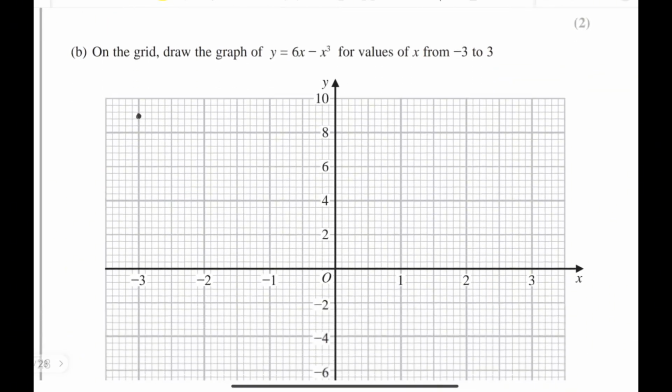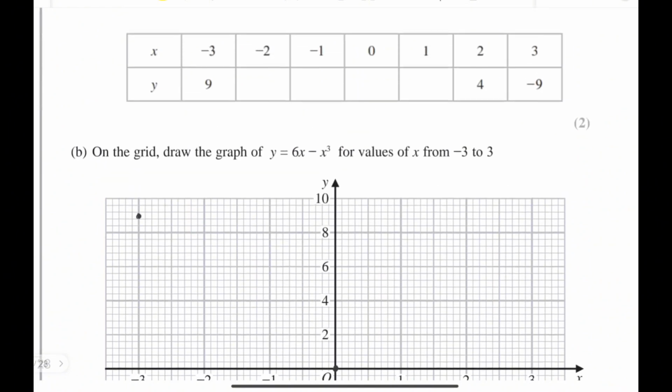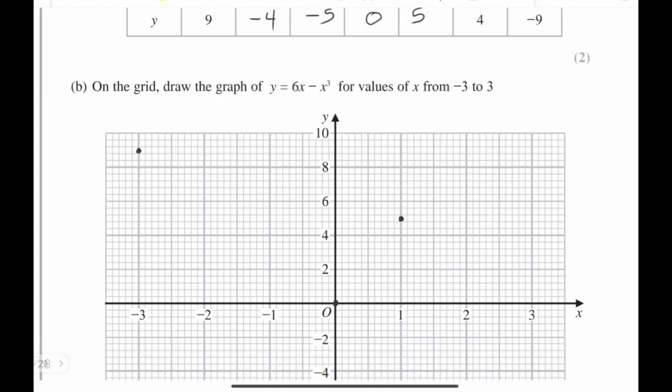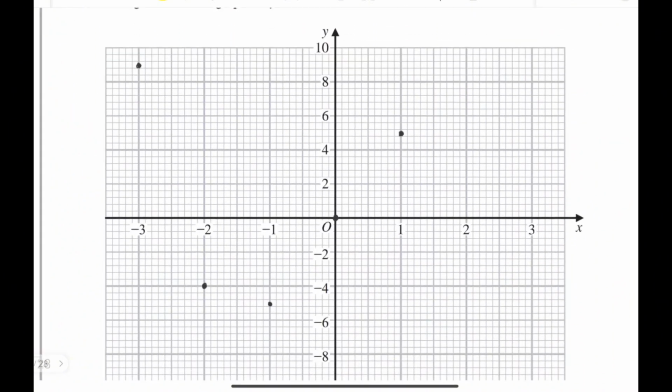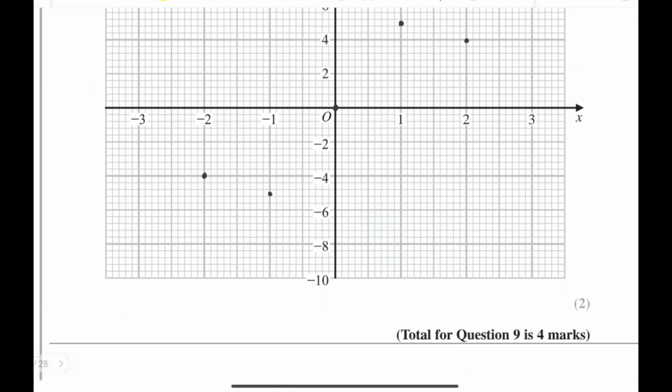Then 0 to 0, which is right here in the origin. 1 to 5. 1 to 5 should be right there between 4 and 6. Then 2 to 4, that should be right there. And 3 to negative 9. So negative 9 should be between negative 8 and negative 10, which is right there.